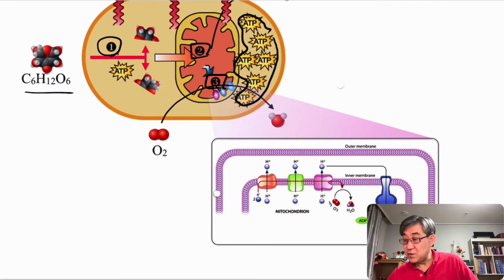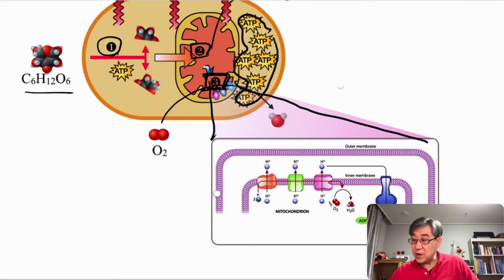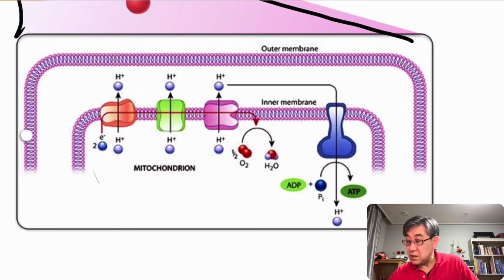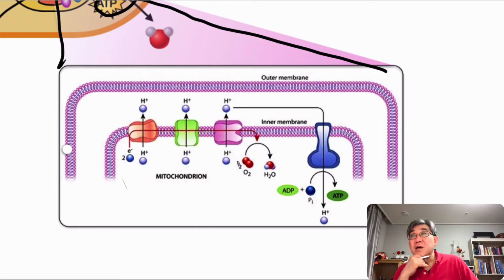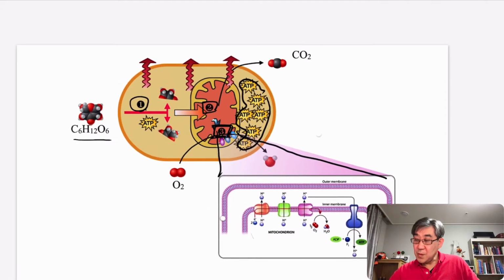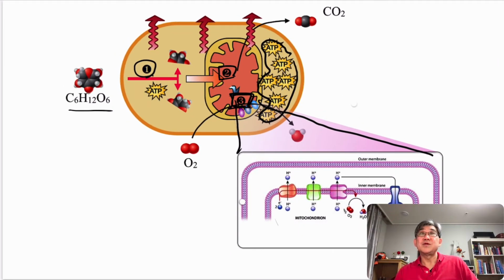And actually, this step three is the most important. So that's why the more detailed process is zoomed in on this particular inset of the figure like this. And we are going to take a look at this feature today. And that is the actual mechanism of how the ATP is produced from ADP. So this is an overview of the process.